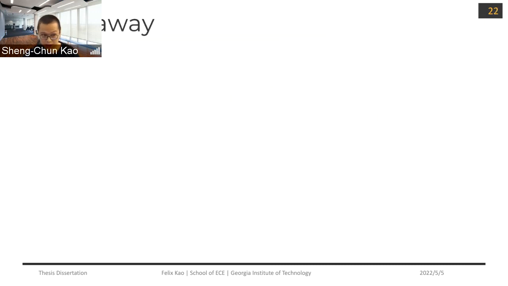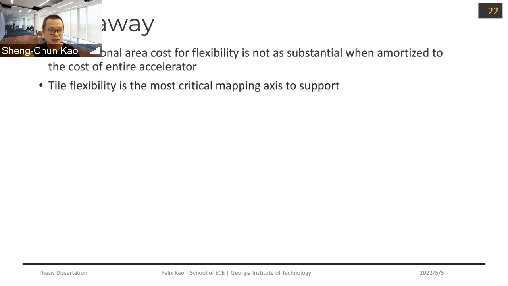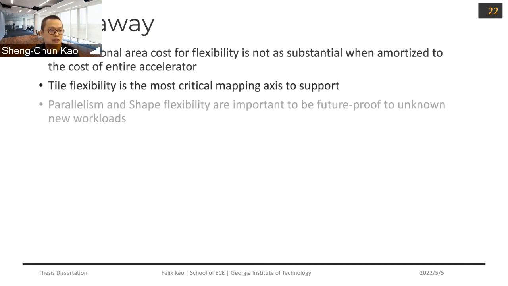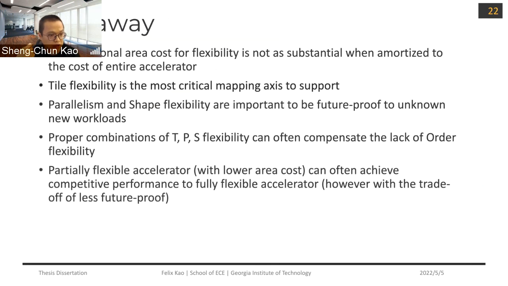Here are some takeaways. First, the additional area cost of full flexibility is not as substantial when amortized to the cost of the entire accelerator, and tile flexibility is the most critical. Parallelism and shape flexibility are important to be future-proof to unknown workloads. Some proper combination of tile, parallelism, and shape flexibility can sometimes compensate for the lack of order flexibility. And a partially flexible accelerator with low area cost can sometimes achieve competitive performance to a fully flexible one.